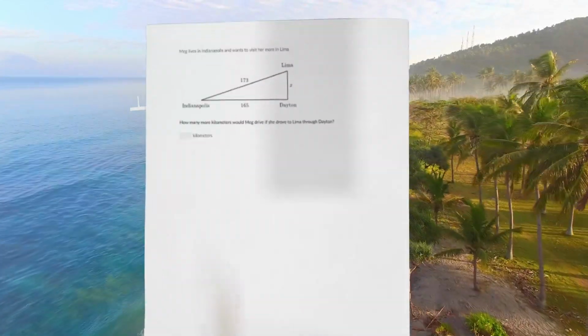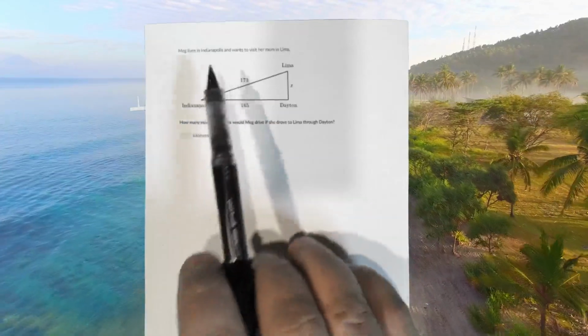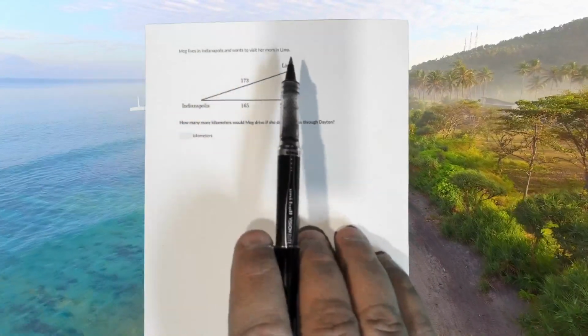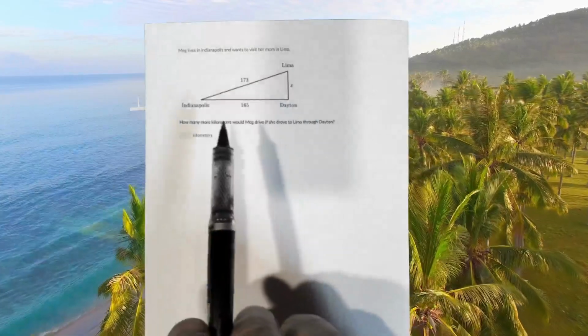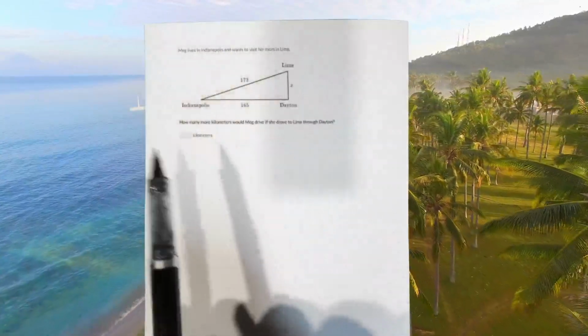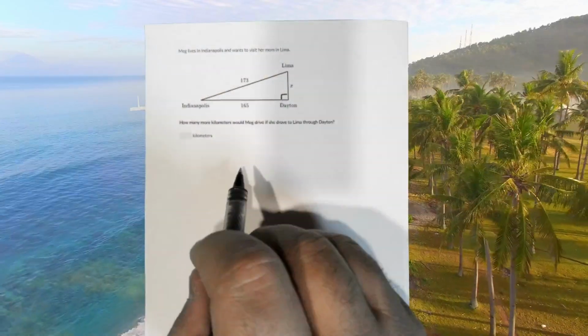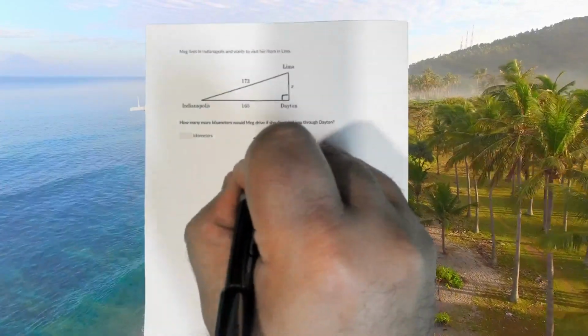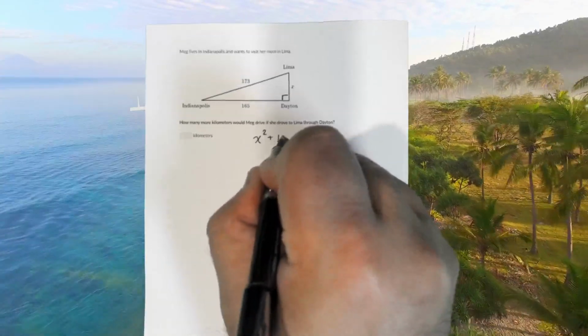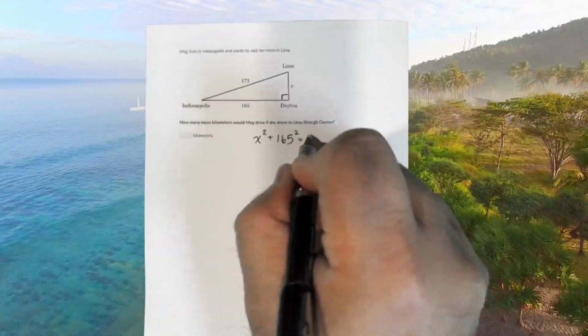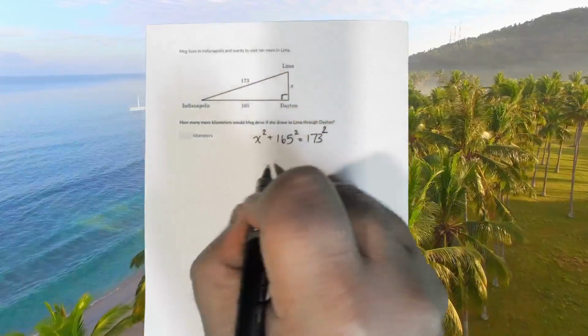This one here was in the word problem section. It says Meg lives in Indianapolis and wants to visit her mom in Lima. And notice we have no idea whether or not this is a right triangle, so we're going to have to go ahead and make the assumption that it is. So let's set it up. Leg squared plus leg squared is equal to hypotenuse squared.